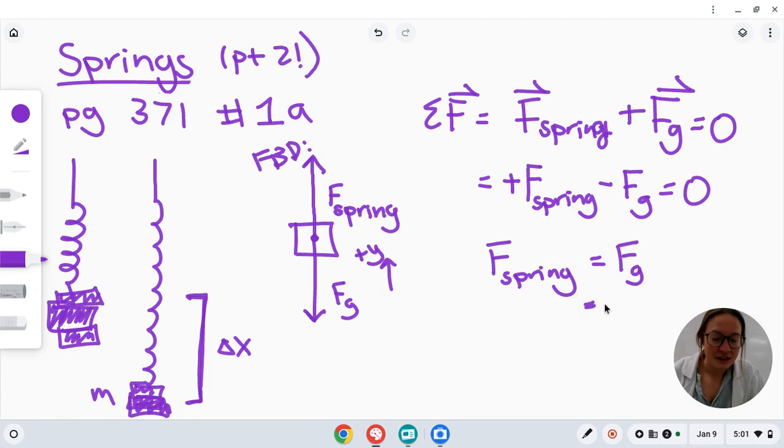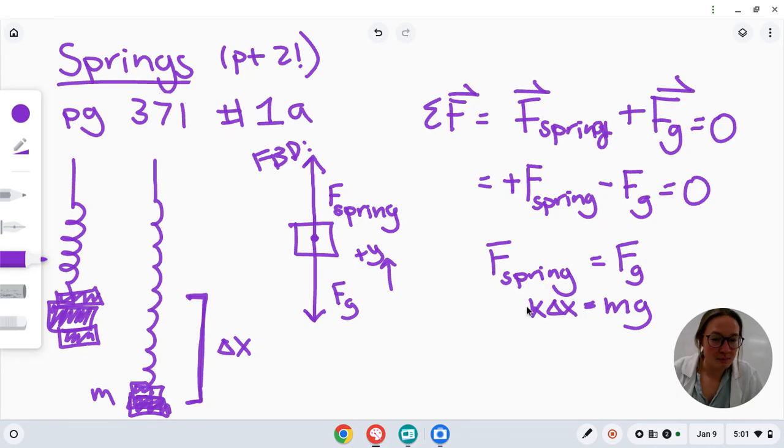Hey, do we know an equation for Fg? For sure! We've had it in our back pocket since first semester. Fg equals mg. Do we know an equation for the spring force? For sure, we learned it today. We know that the spring force is equal to k delta x, like so.